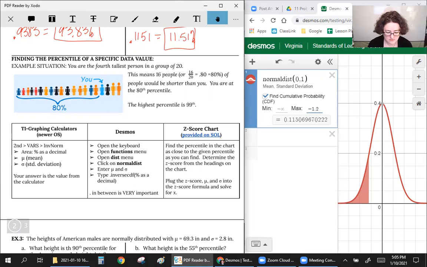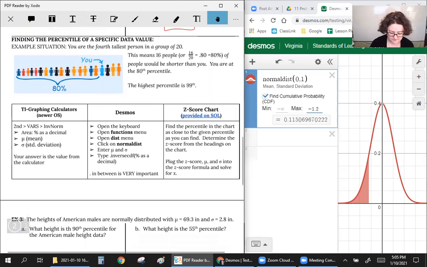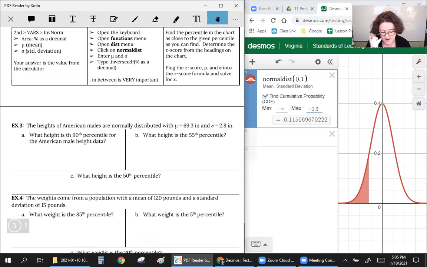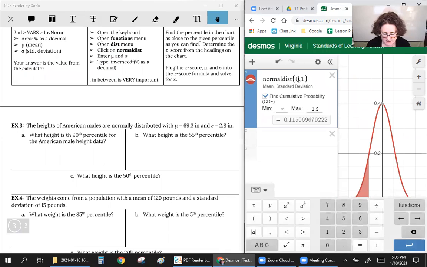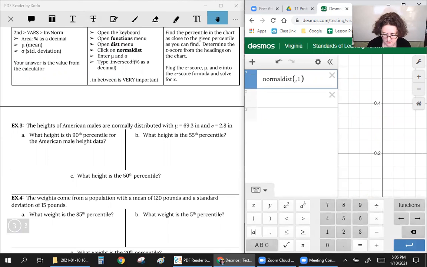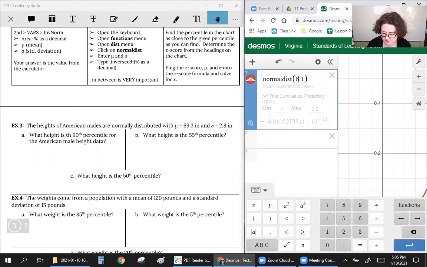Alrighty, so let's look at our examples. Example 3: the heights of American males are normally distributed. Same information, but now we're asking the question a little differently. So we need to start this out almost the same way we did the previous problem. Normal distribution. We need to go ahead and type in our values. Our mean is 69.3 inches, and our standard deviation is 2.8.